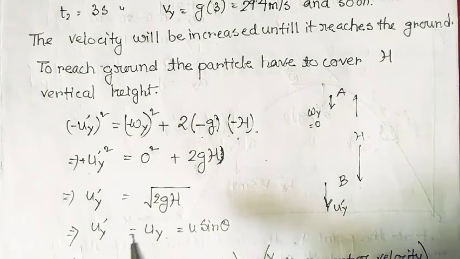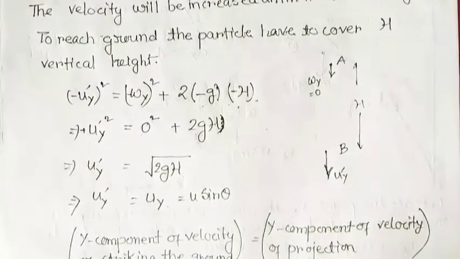I think if you have remembered about that, what is the value of the y component of the initial velocity when it is projected. If you could not understand it, then just go for the first lecture, the first video of this series. There we have calculated that uy is root 2gh, so uy equal to u sin theta.